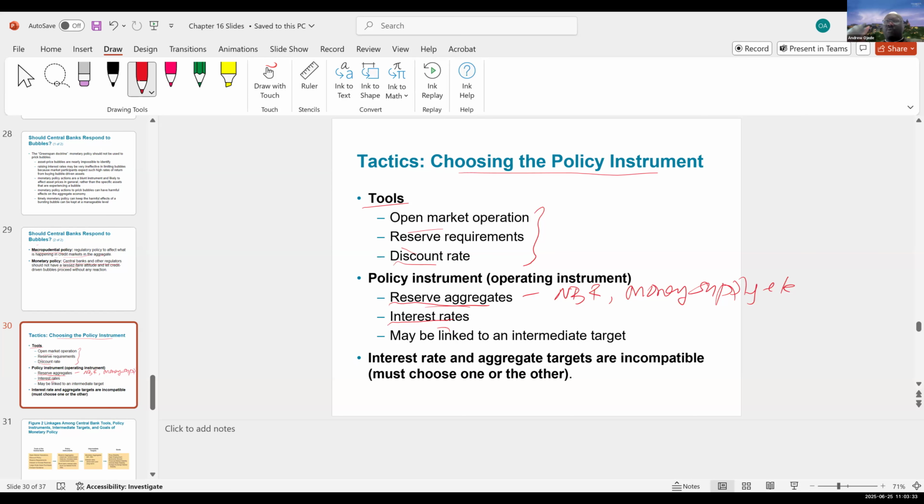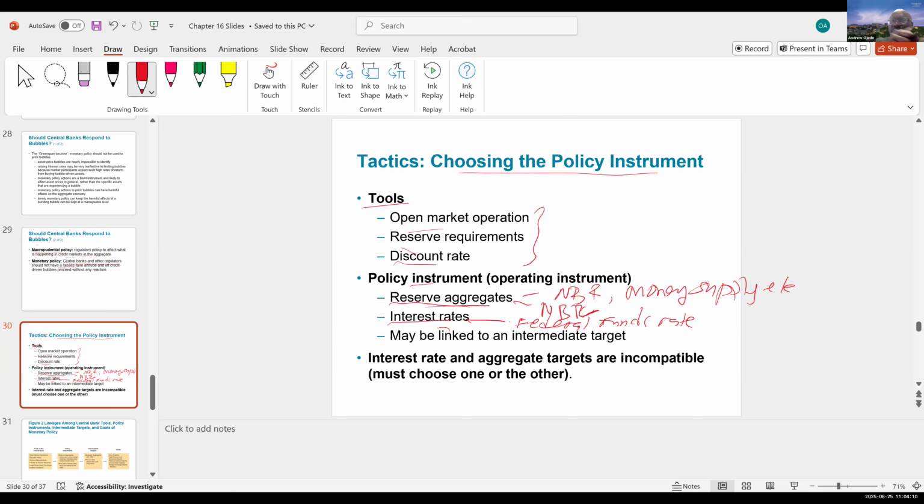I'm going to show you why the Federal Reserve cannot target, say, non-borrowed reserves, which is one policy instrument, and also target the federal funds rate, the interest rate. The federal funds rate is the interest rate that the Fed targets. There's no way the Fed can target both. If the Fed is targeting the non-borrowed reserves, that means they want the non-borrowed reserves to be at a certain level, so the Fed must give up on the federal funds rate. That means the federal funds rate is going to fluctuate freely.